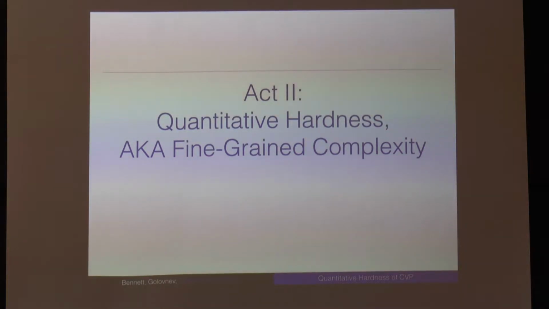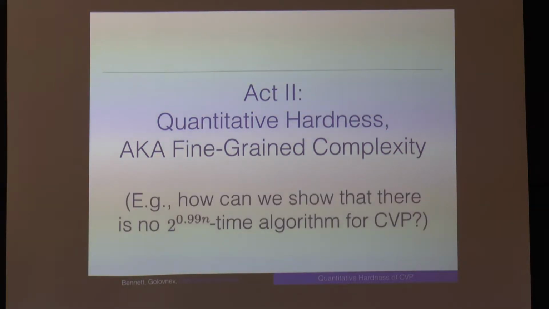How do we prove quantitative hardness of something? So for example, how could we prove that there's no 2^(0.99n) time algorithm for CVP? This would be nice. It would rule out the 2 bad cases I showed in the previous slide. So how does one do such things?